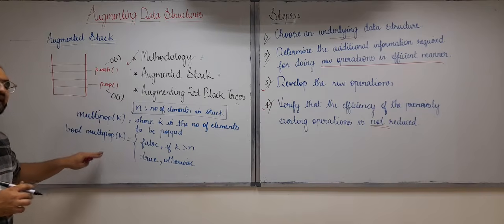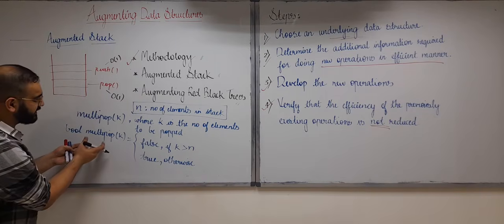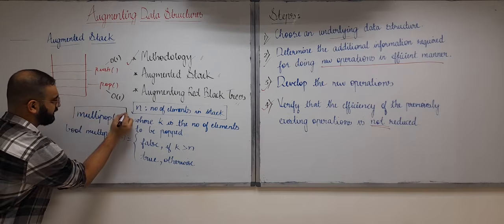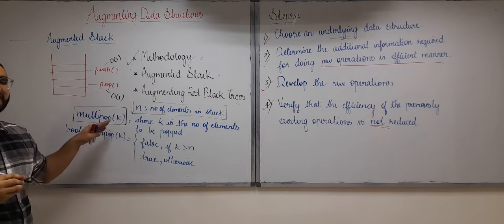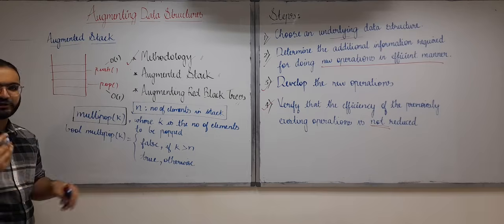So what do you think can be the worst case time complexity of this operation multi-pop of k? In the worst case, k can be equal to n, right?